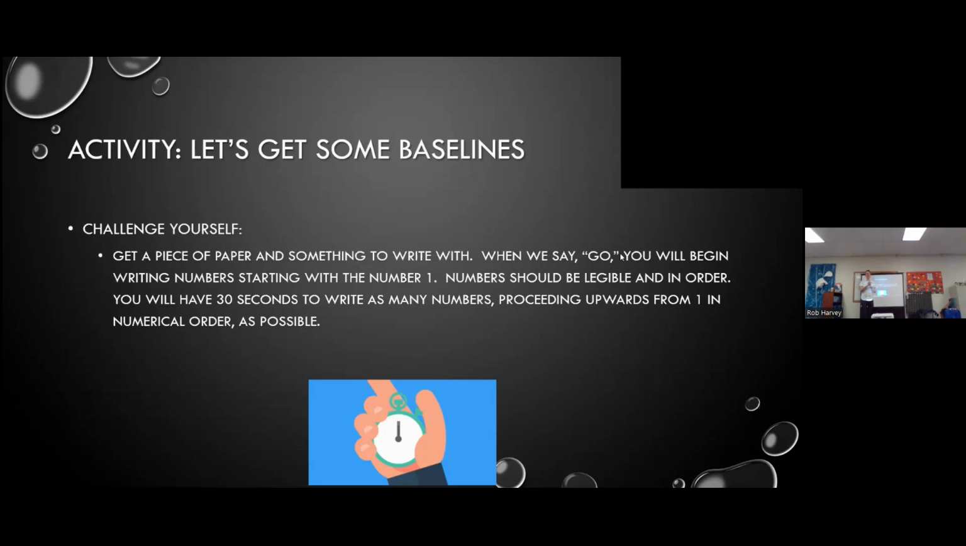They look ready? All right, so here's your task. On your piece of paper, when I say go, you're going to have 30 seconds. I'm going to put 30 seconds on the clock here. In that 30 seconds, I want you to start at 1 and accurately, legibly write numbers upwards from 1. So 1, 2, 3, and onward. I want you to see how many numbers you can write in sequence.